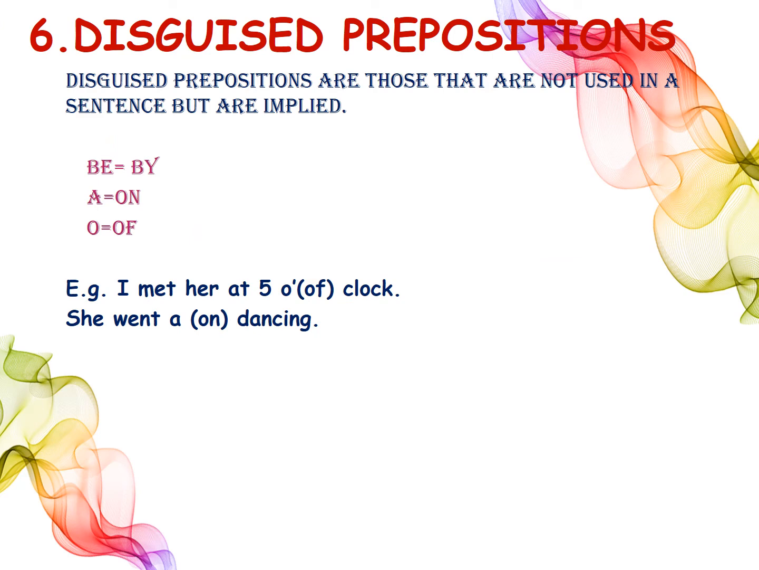Now, the last type of preposition would be disguised prepositions. Disguised prepositions are those that are not used in a sentence but are implied. Be would mean by, A would mean on, O would mean off. For example, I met her at 5 o'clock. When we say o'clock, it would mean 5 of the clock. She went a dancing would mean she went on dancing.